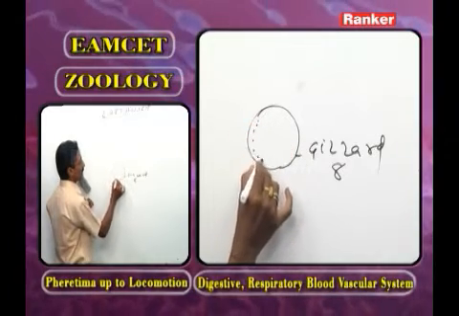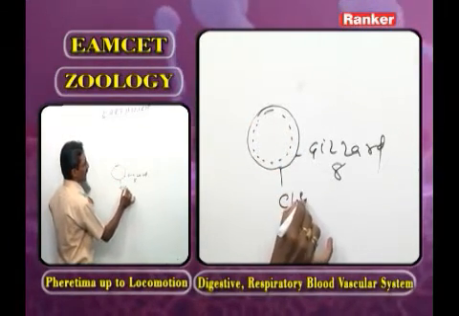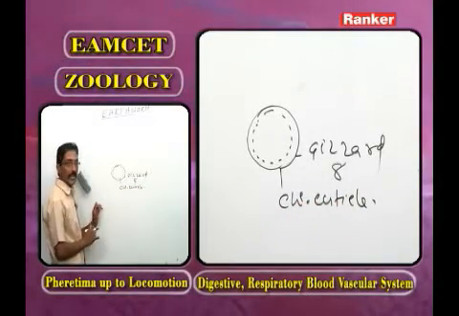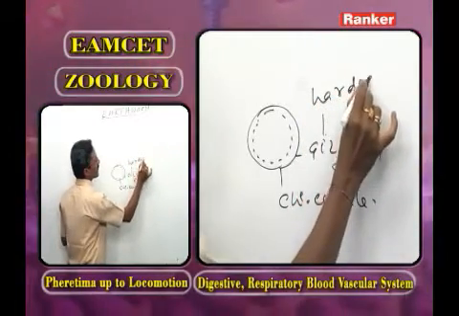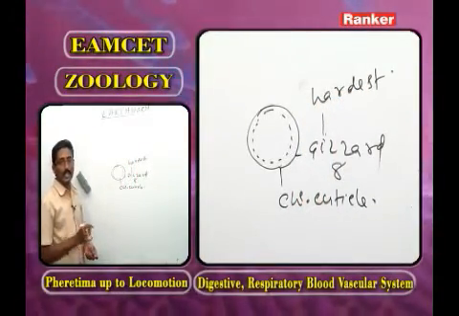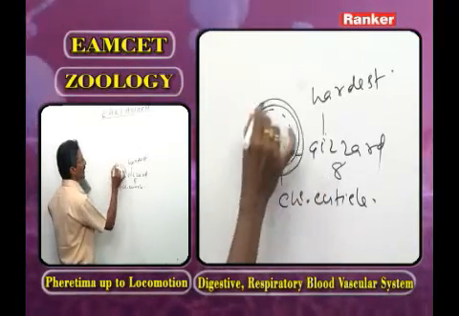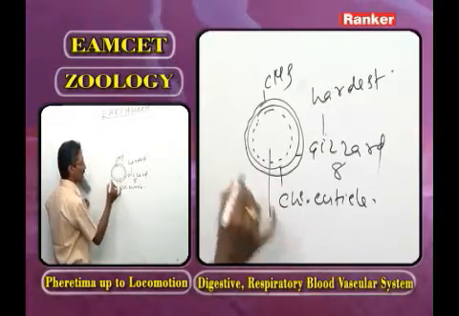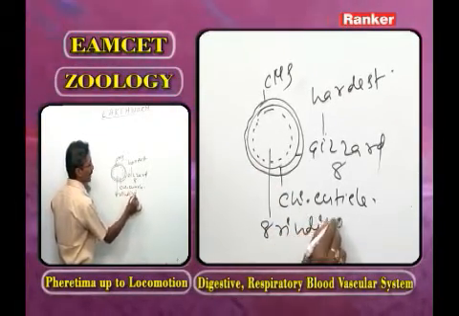Inside the gizzard, what is present? A chitinous cuticle is present. Because of the chitinous cuticle, the gizzard is the hardest part. What is the hardest part in the alimentary canal? That is the gizzard. In the gizzard, what type of muscles are present? The circular muscles. Now in the gizzard, what do we observe? The grinding of food materials.